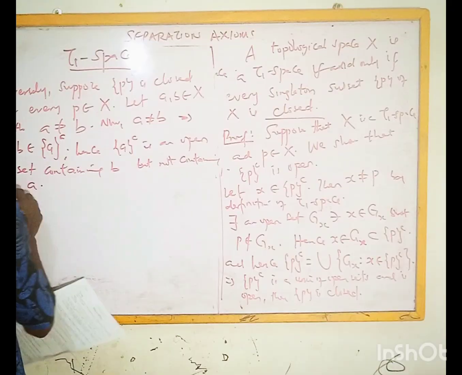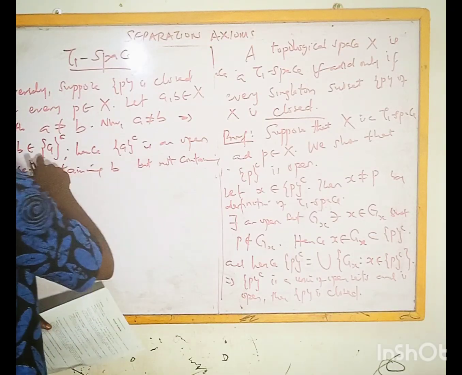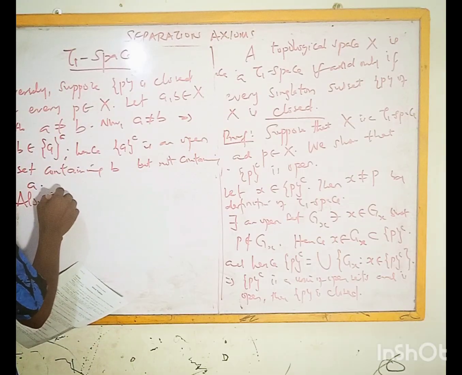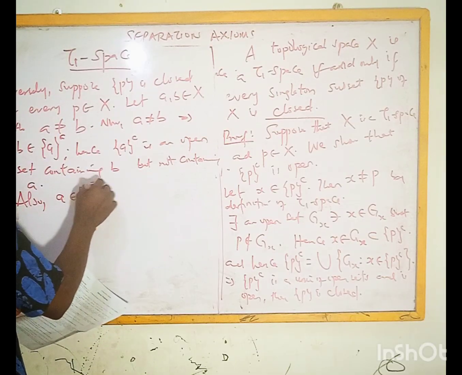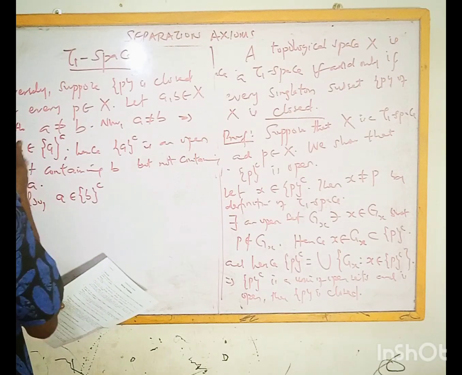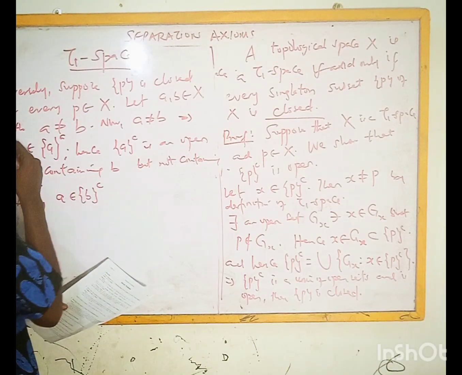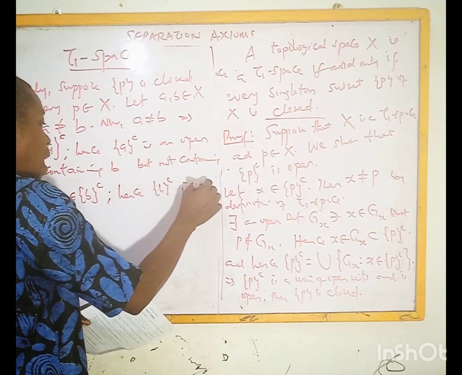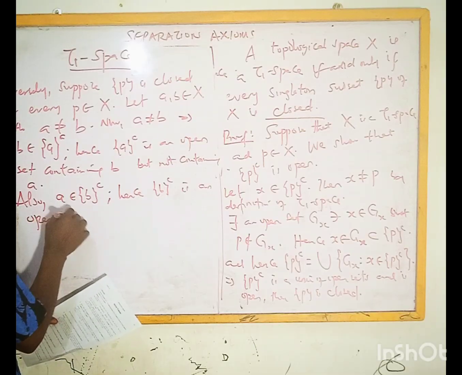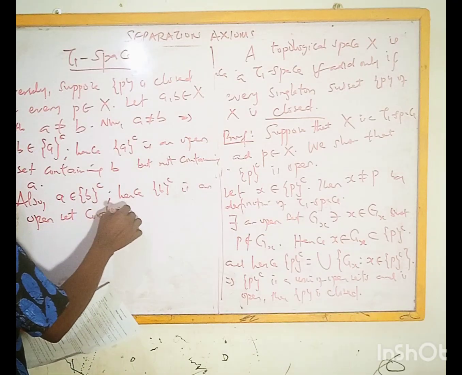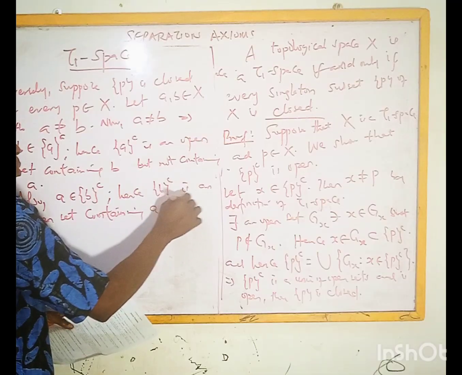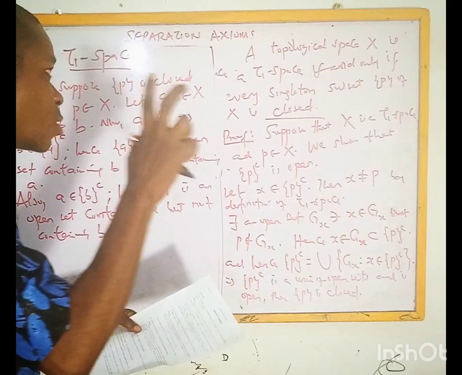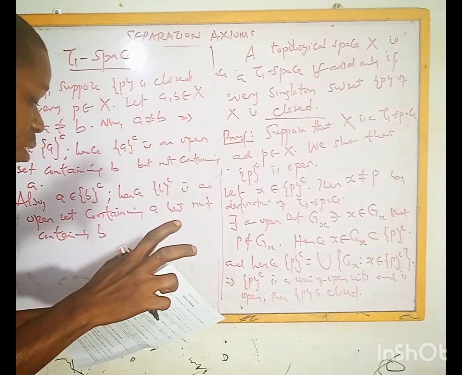Likewise, similarly, I can pick that my A must also be in the complement of B. Can you see that now? So also my A is not equal to B. Hence, this set B complement is an open set containing A but not containing B, because it has satisfied the two conditions of a Taiwan space. That's right.